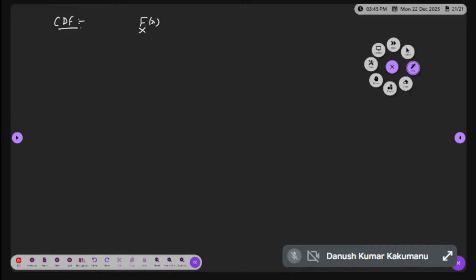The probability function which is the sum of all PMF values, all probability mass function values, up to a given sample point.